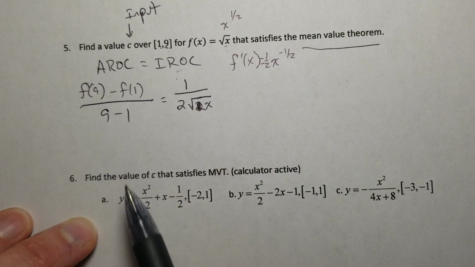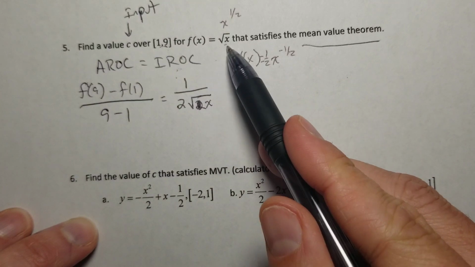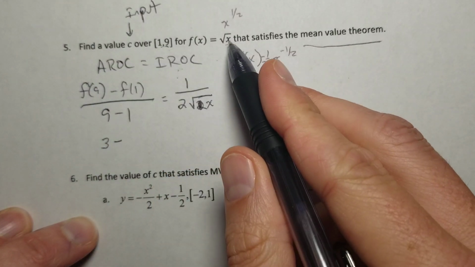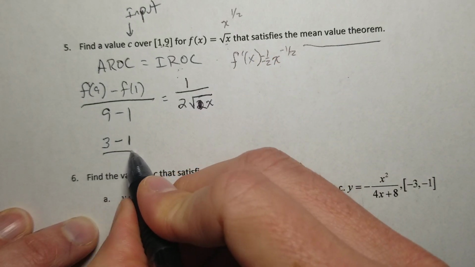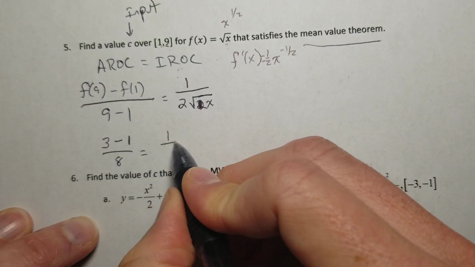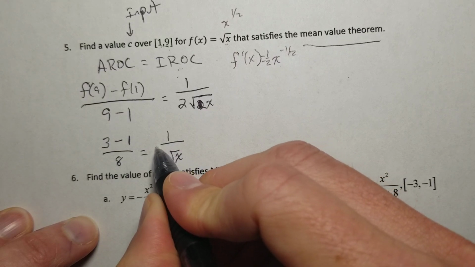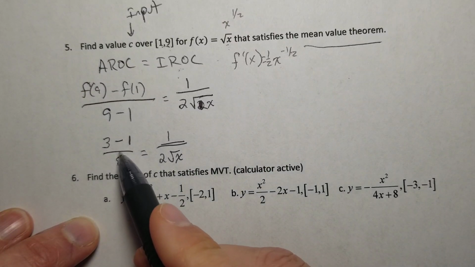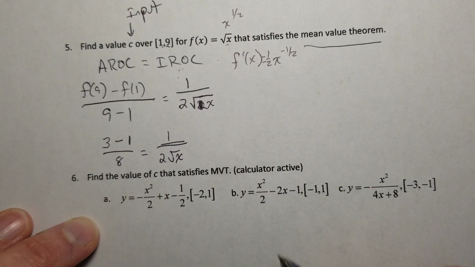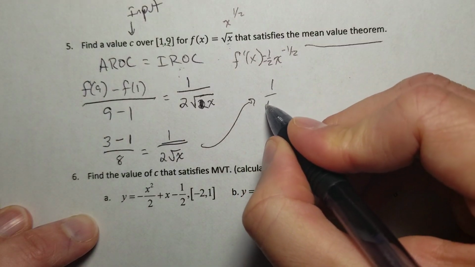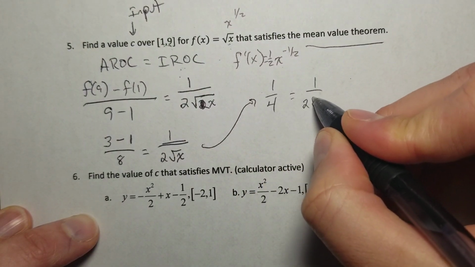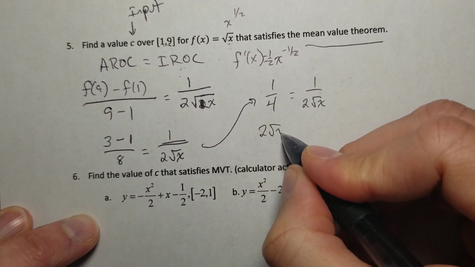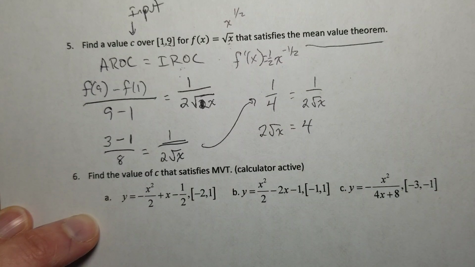All right, let's go ahead and compute our AROC on the other side of the equation. If I plug 9 into my original function, the square root of 9 is 3, minus square root of 1 is 1, all over 8. So average rate of change equals instantaneous rate of change. Let's see, 3 minus 1 is 2, so 2/8 can be reduced to 1/4, equals 1 over 2 root x. Cross multiplication, 2 root x equals 4.